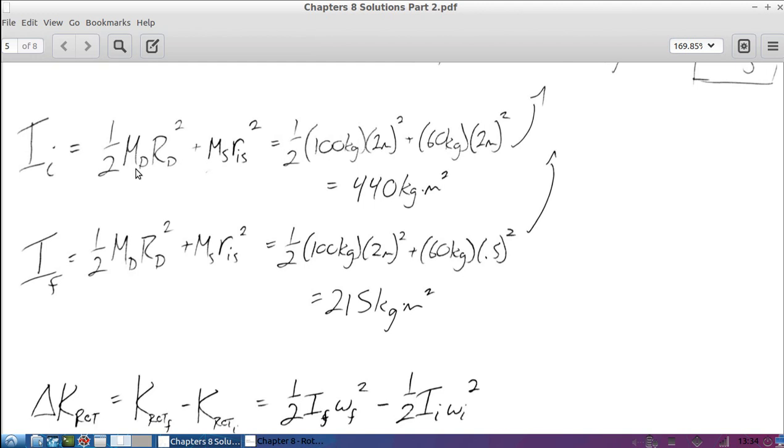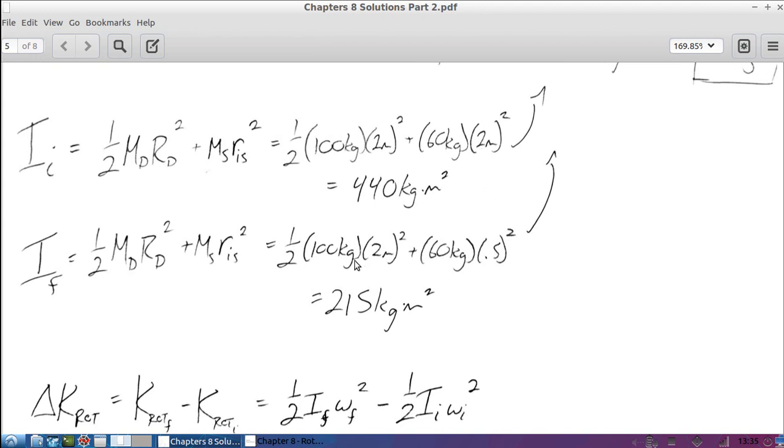The only thing that changes here, in order to write I final, is the position of the student. So the student changes position from 2 meters to 0.5 meters. Okay, got another typo there. Sorry. That should be a final. That should be an F right there. So the position of the student changes.